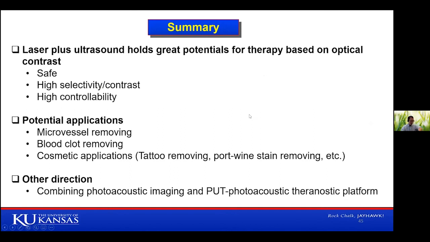Okay, I'm going to summarize everything. We have laser plus ultrasound that has great potential for therapy based on optical contrast. It's safe because both the laser energy and the ultrasound energy are smaller than the safety limit, it has high selectivity contrast, and you can have better control of cavitation. The basic idea is that we add selectivity to ultrasound therapy. Ultrasound therapy itself does not have selectivity, but with laser added, we do have selectivity, so we can do more precise therapeutic treatment.